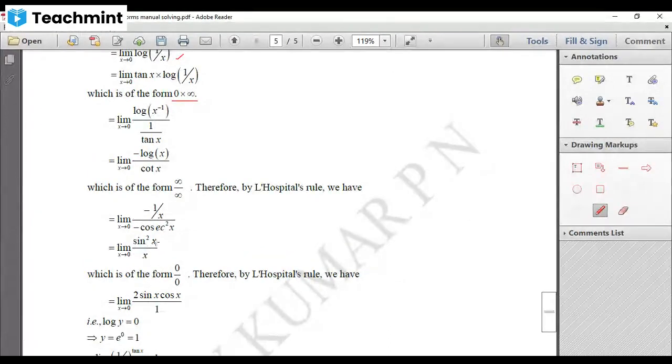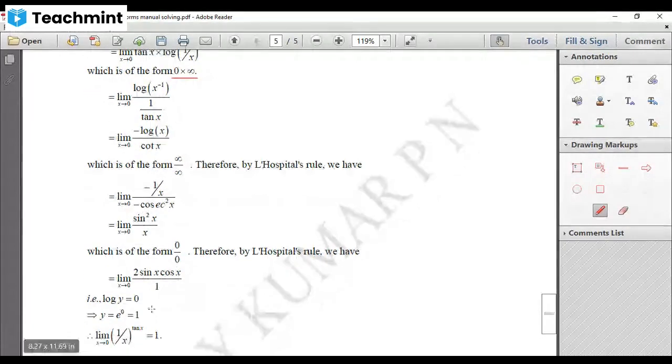And if you put x equal to 0, you will get 0 by 0 form. Therefore, again we have to apply L'Hopital's rule. By L'Hopital's rule, derivative of sine square x is 2 into sine x into derivative of sine x is cos x, divided by derivative of x is 1. If we apply the limit, because denominator is 1, this is not indeterminate form. So we can apply the limit. If you put x equal to 0 here, sine 0 is 0. So 0 into anything is 0. 0 by 1 is 0.